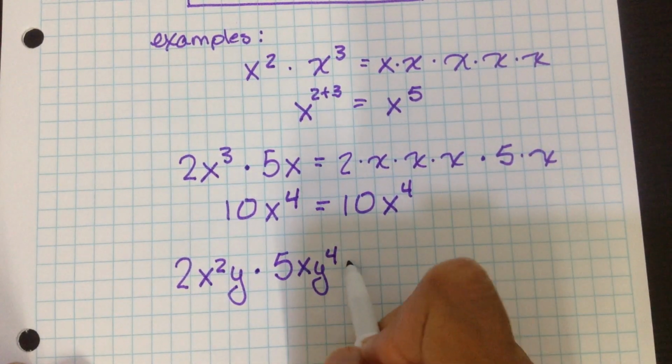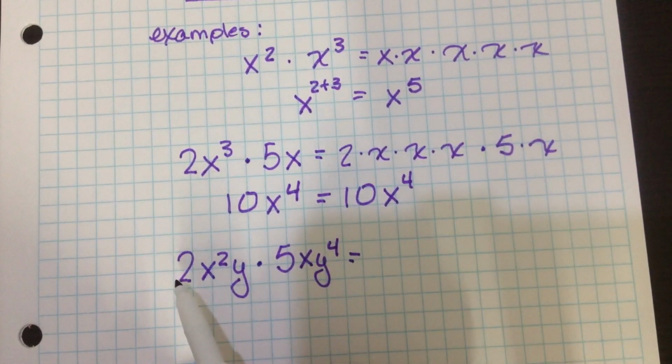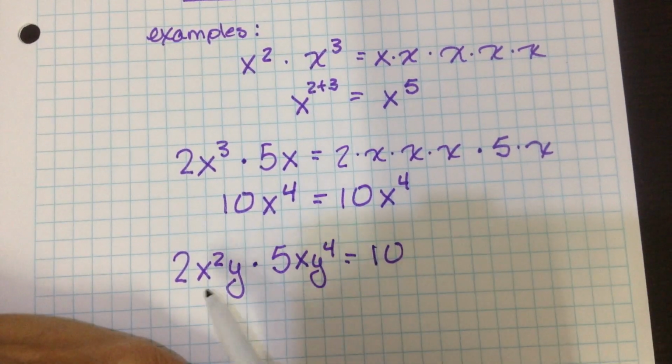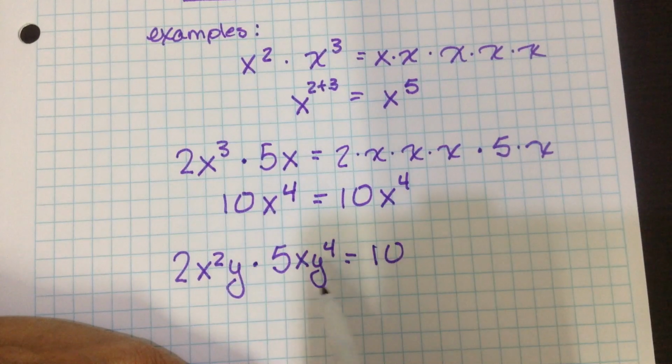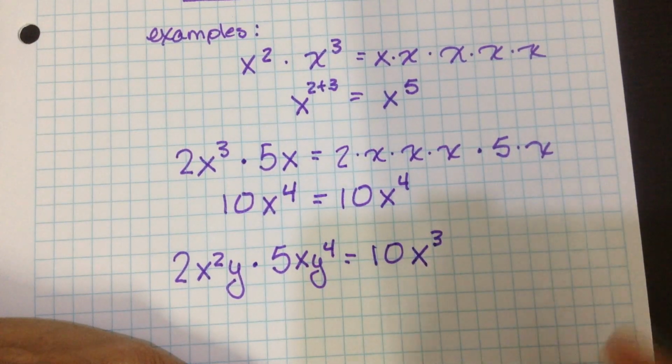Okay, welcome back. So let's just go ahead and do the shortcut. When we multiply the coefficients, we get 2 times 5, which is 10. How many x's are being multiplied together here? Well, we have 2 x's here and another x here. That means 3 x's are multiplied together. That gives us x cubed.